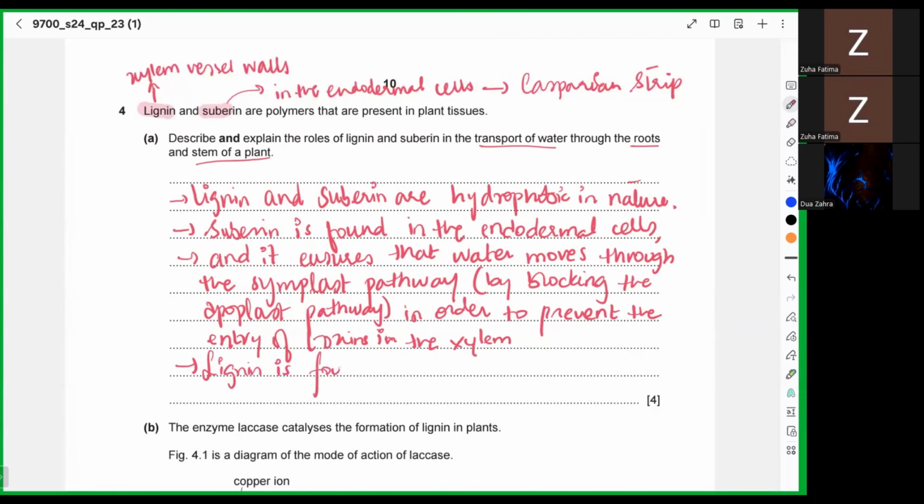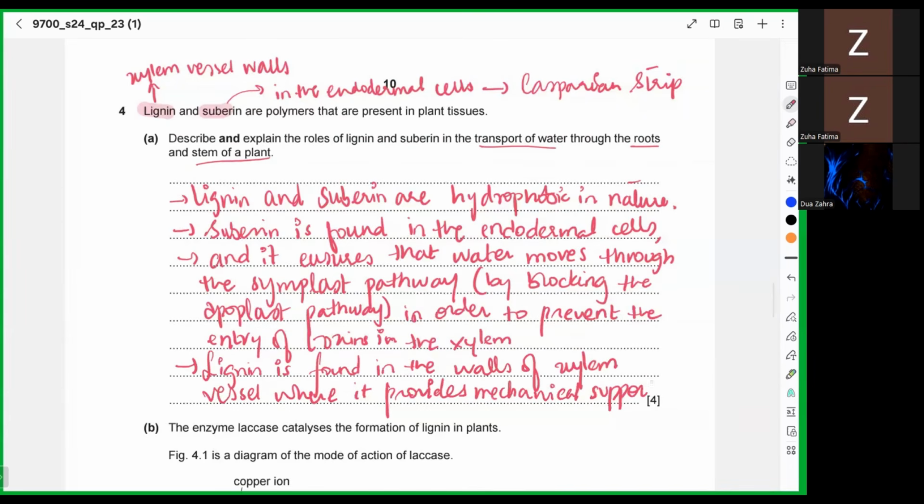Lignin is found in the walls of xylem vessels where it provides mechanical support and prevents loss of water from xylem.